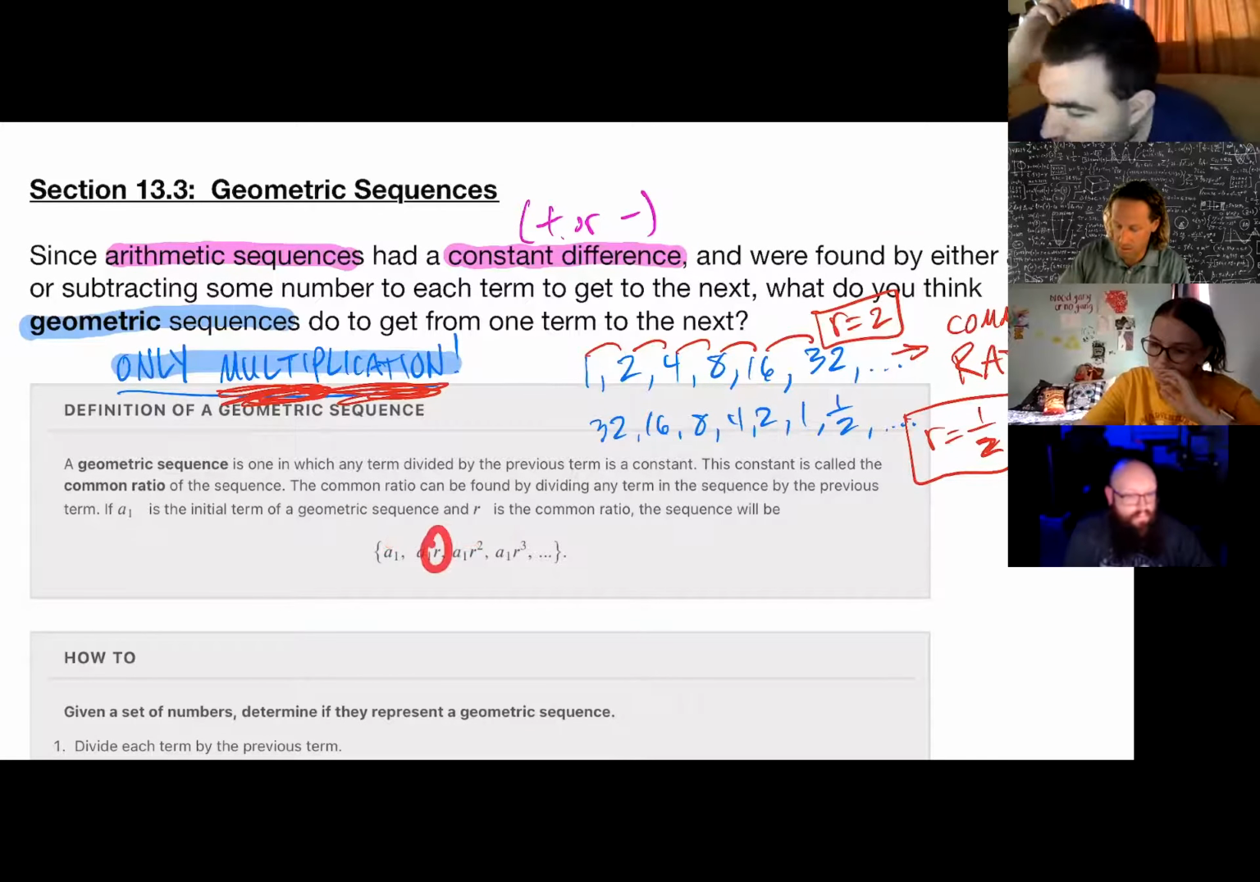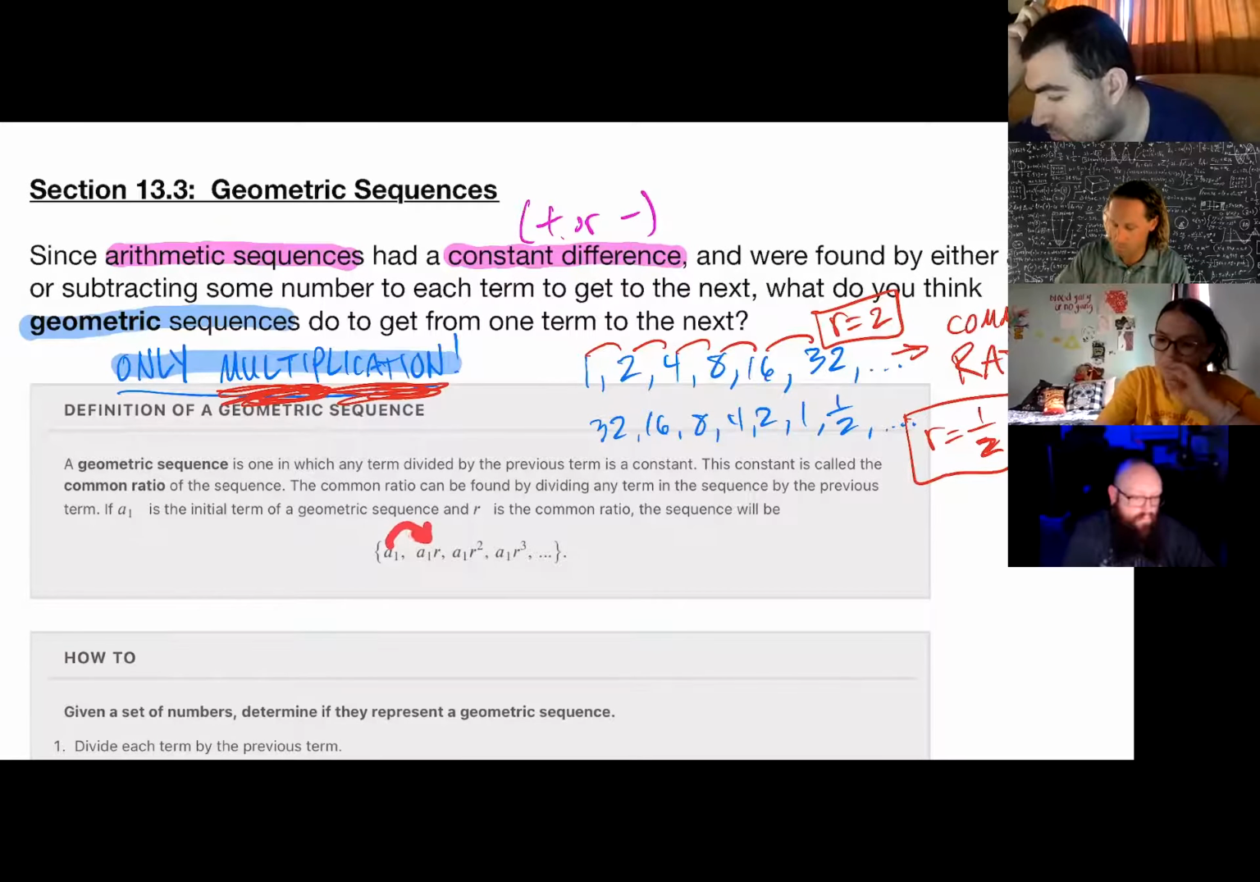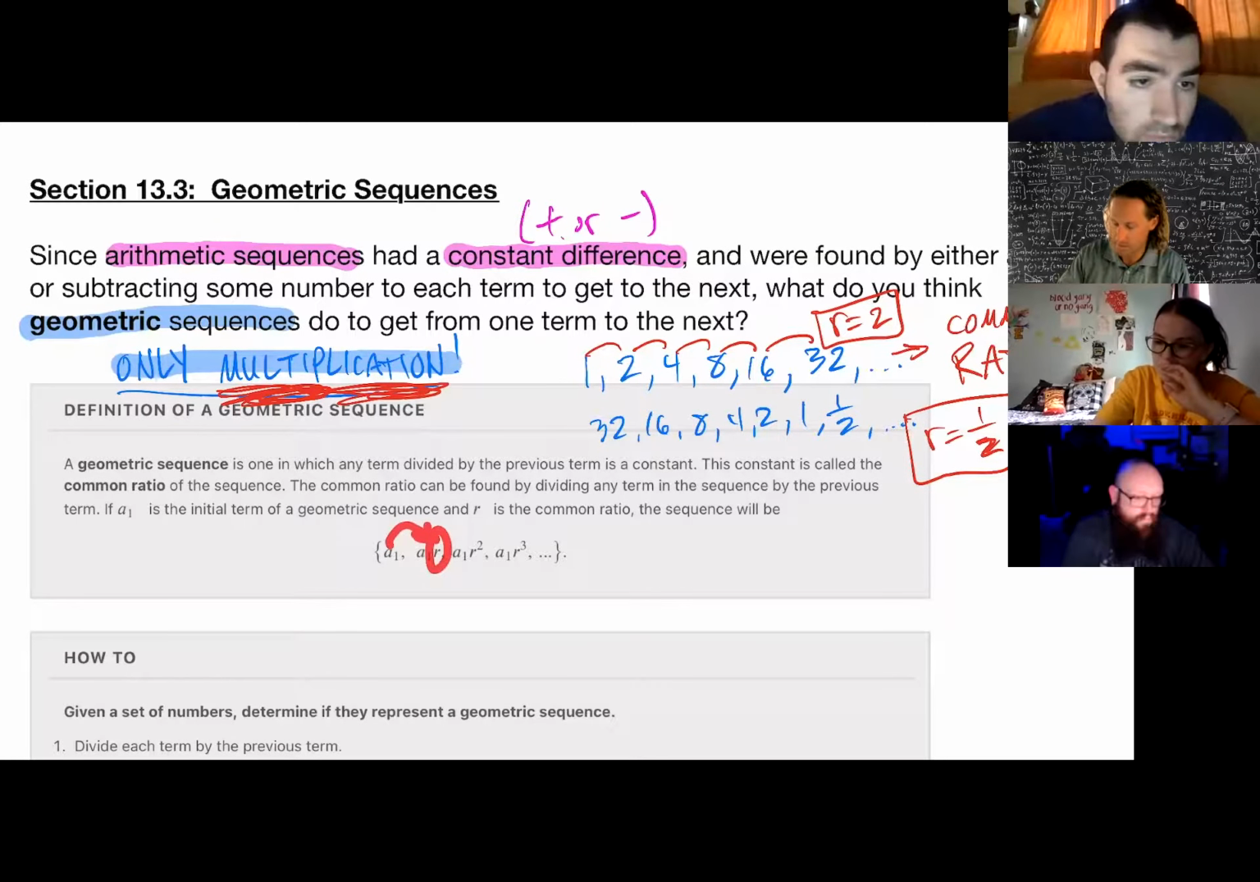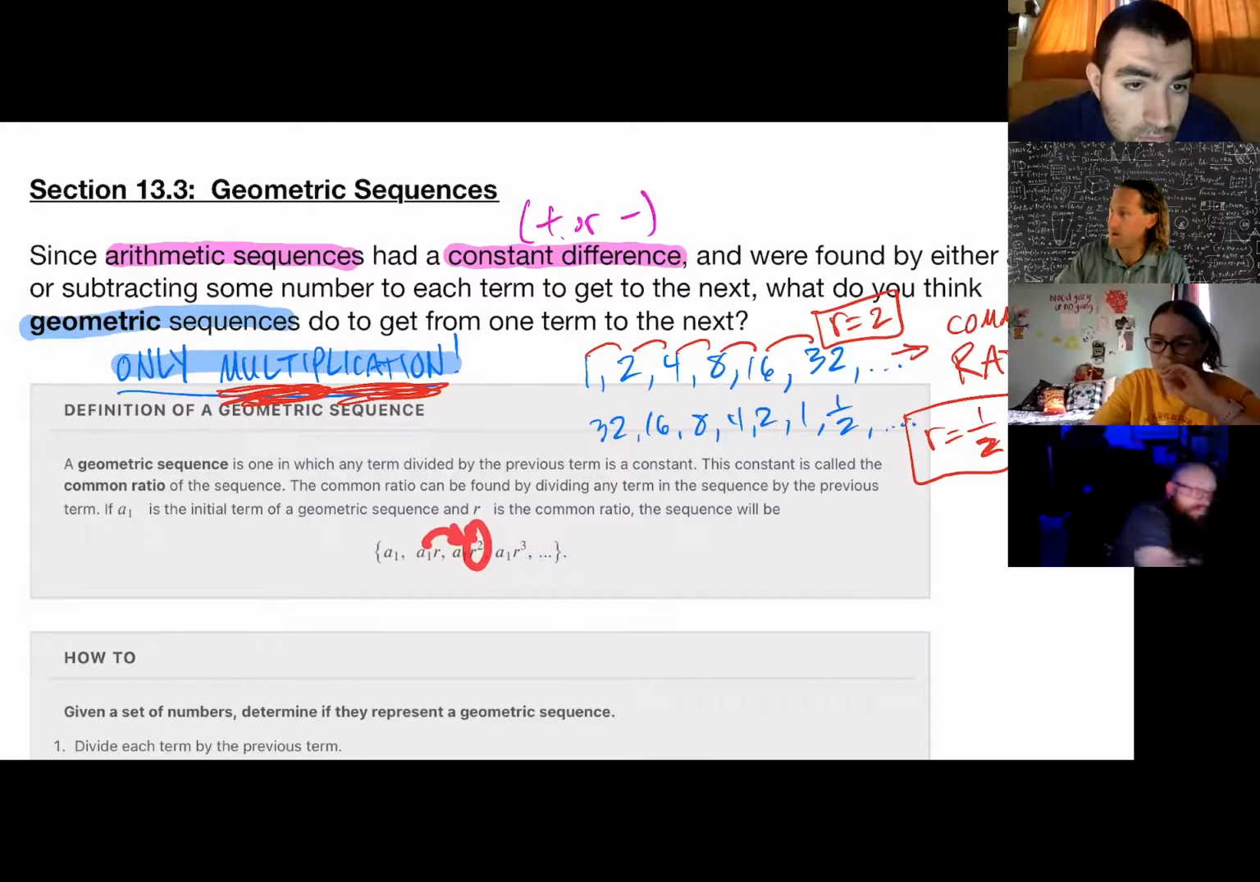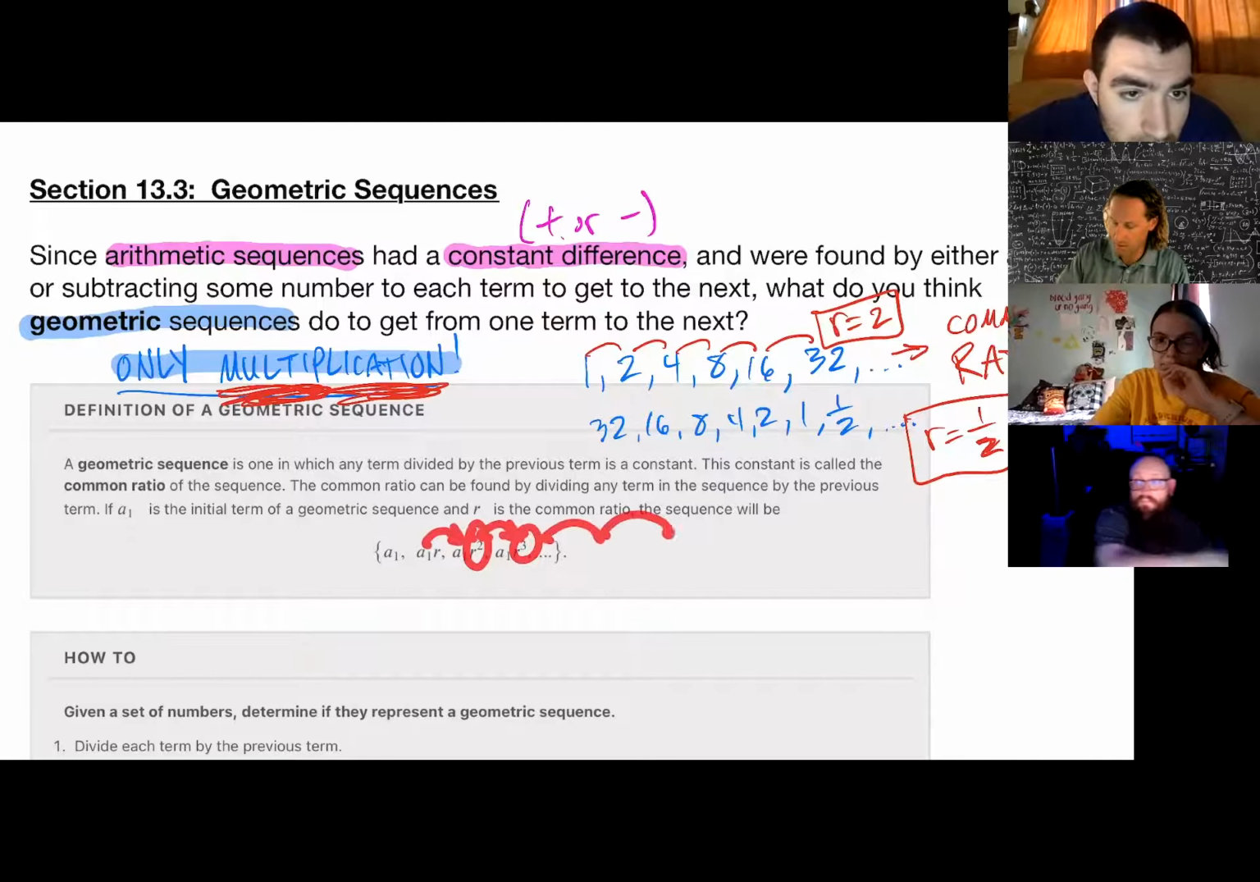Well, we would multiply by our r. To get from the first term to the second term, we'd multiply by the r once. If we wanted to do it again to get to the third term, we would have to multiply by another r, and then another r, and another, and another, and another.